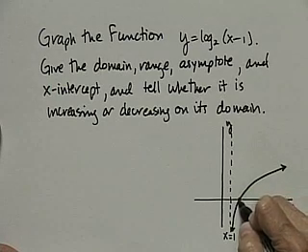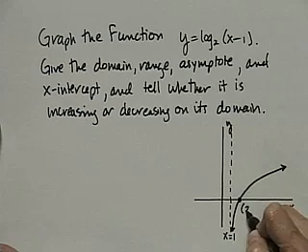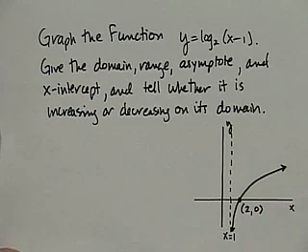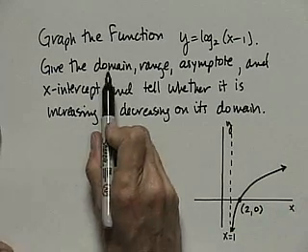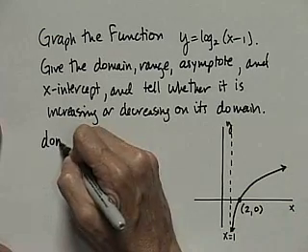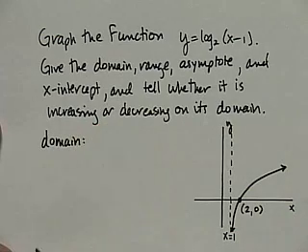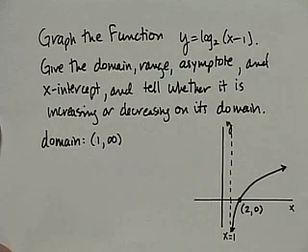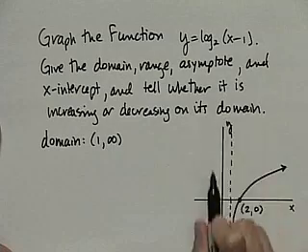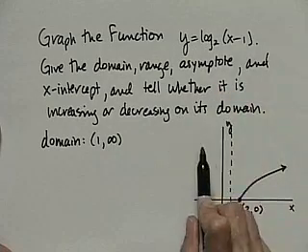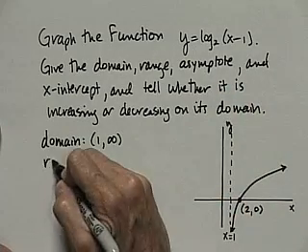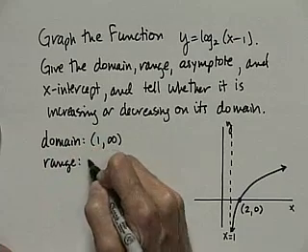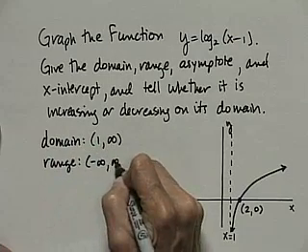It's going to contain this point, which is the point (2, 0). So let's write down the domain of the function: 1 to infinity, because the vertical asymptote shifted 1 unit over, or the whole graph shifted 1 unit to the right. The range of the function didn't change. It's negative infinity to infinity.